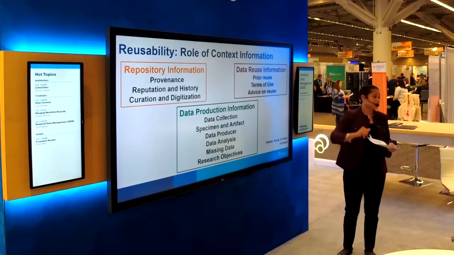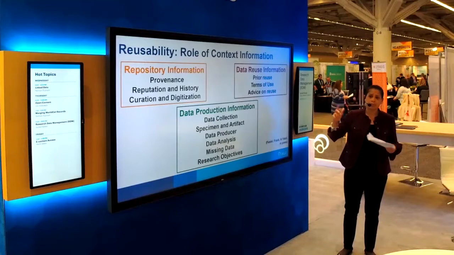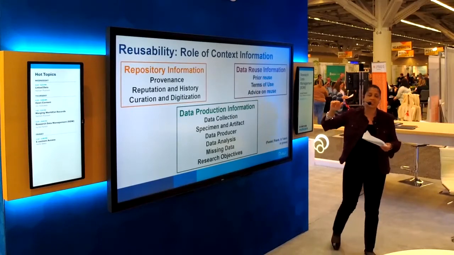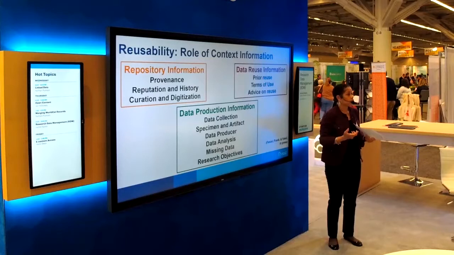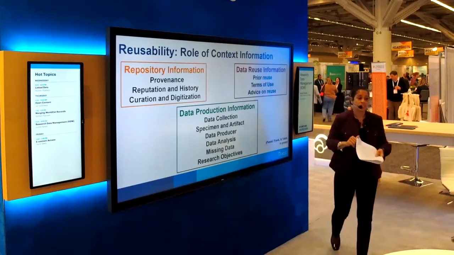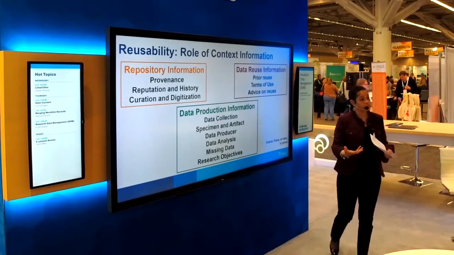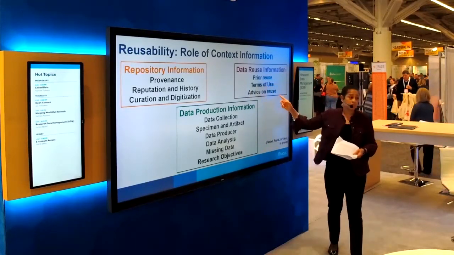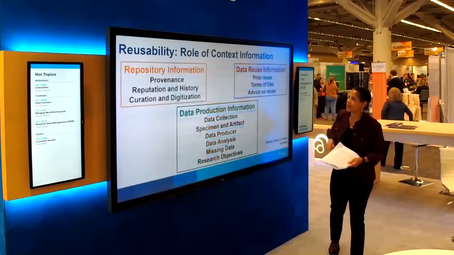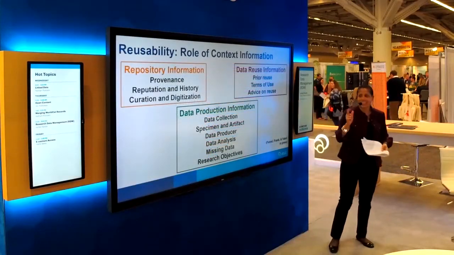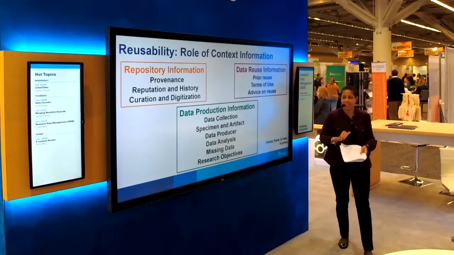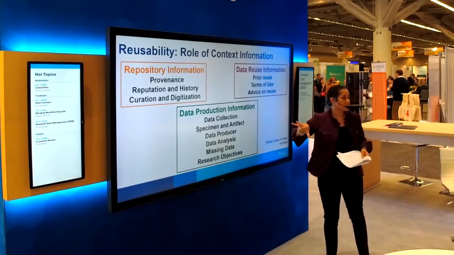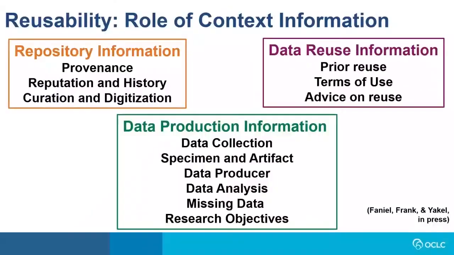But what we found with this study that we've done since, again, 2010, is that different types of categories of information were also important. Repository information in terms of provenance and reputation and history of the repository. Curation and digitization information, as well as information about data reuse. So what do I mean by this? Prior reuse, terms of use, and advice on reuse. So these are 12 different types of context information that researchers mentioned when they were making decisions about data reuse.